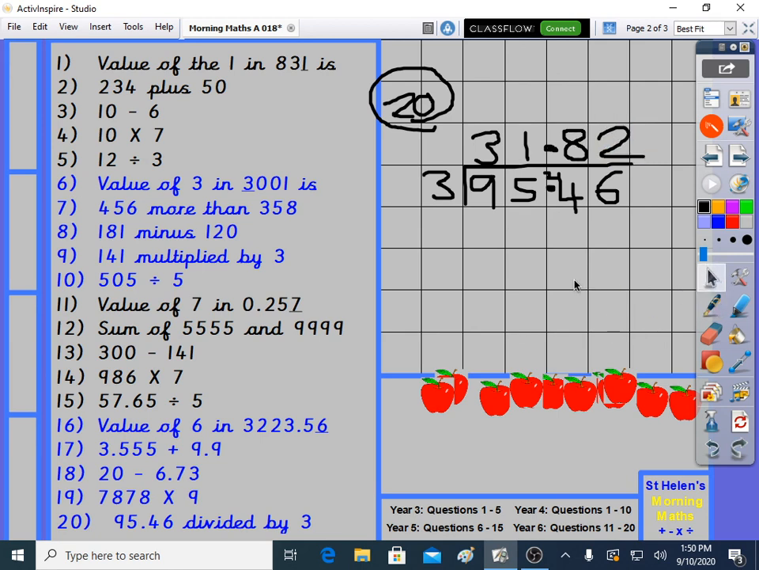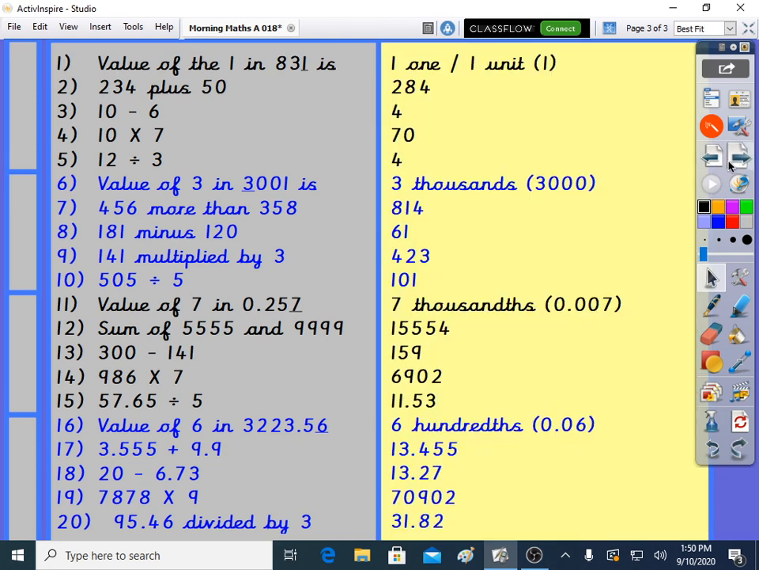It's time for the answers, isn't it? Here's the answers, 31.82 and everything else. I hope you did well. If you're not getting something every day, the same thing, make it one of your targets. And let your teacher know that's one of your targets. It's something you need to work on.